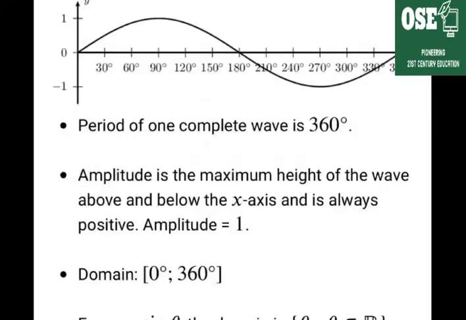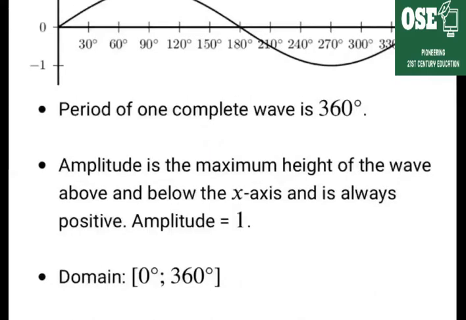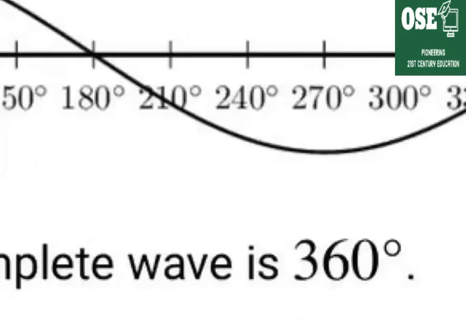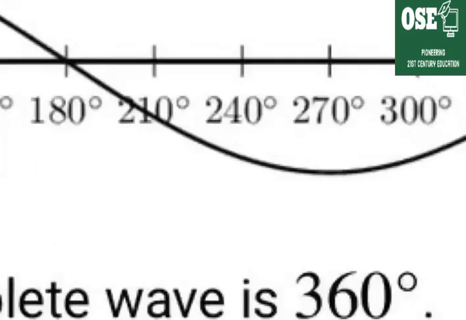Like I said again, amplitude is the maximum height of the wave, from the x-axis to the highest point in the graph. That's what we call an amplitude. And we always make it positive. Your amplitude is always positive. So even here, from 0 to -1, you won't say the amplitude is -1. You have to say the amplitude is 1, because the amplitude is always positive. I hope that makes sense.